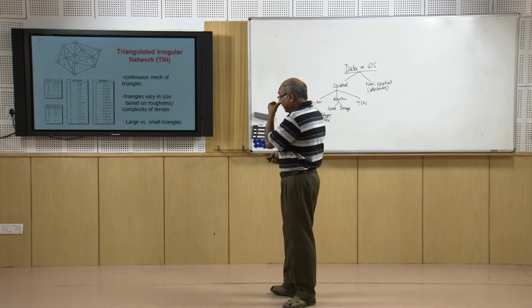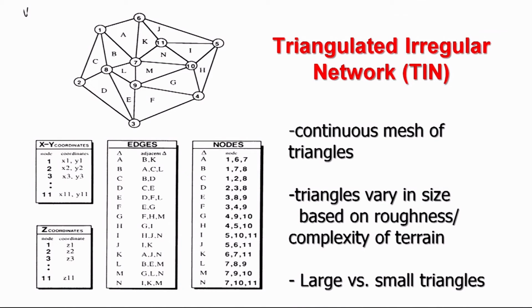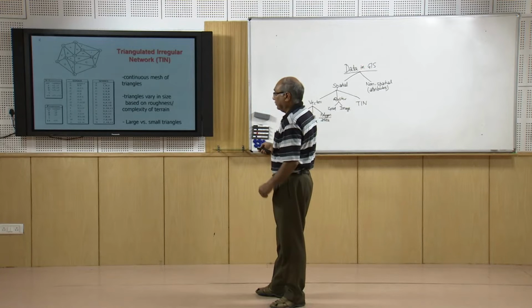So let's see the real example, that there are nodes 1, 2, 3 and up to 11. There is a node table, and that is storing the numbers of the nodes which are making a particular triangle. So if we take the example of A, triangle A is made from node 1, 6 and 7, and so on and so forth.